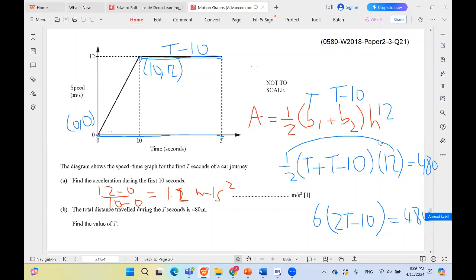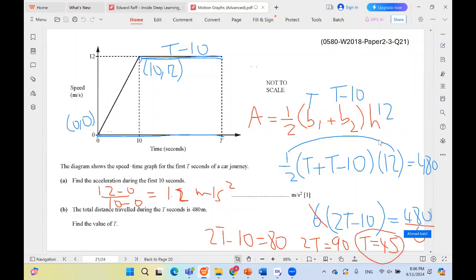You can either distribute the 6 over the bracket, or it would be smarter to just cancel out the 6 and divide here by 6. Because 480 is divisible by 6, it gives you 80. So now we have 2t minus 10 equals 80. So 2t equals 90. So t equals 45, and this would be your final answer.